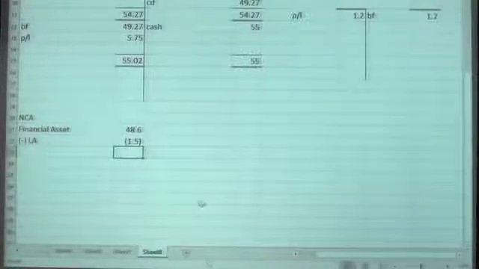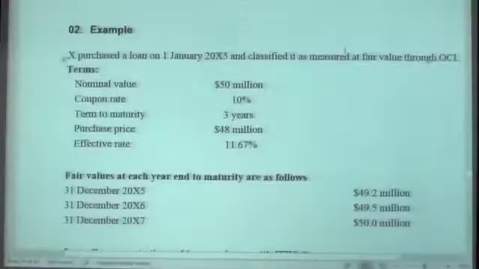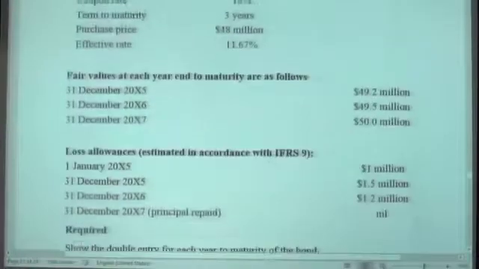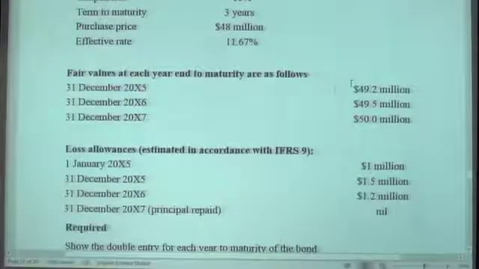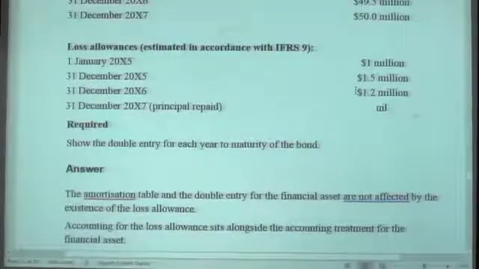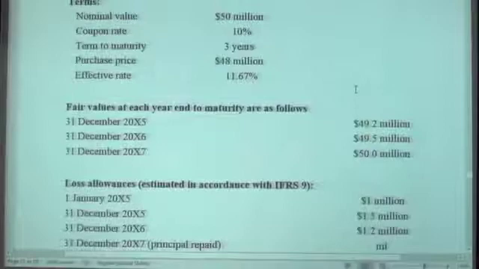Right. Let's take the other example, the fair value through OCI financial asset on debt. Here the same information, face value, interest rate, the maturity period, the investment amount and the effective interest rate, is the same. In addition to that, the fair value, because this is going to be measured at fair value through OCI. Therefore you have the fair values at year end and the loss allowance, the same as in the previous example. Let's see how you have to record this asset.